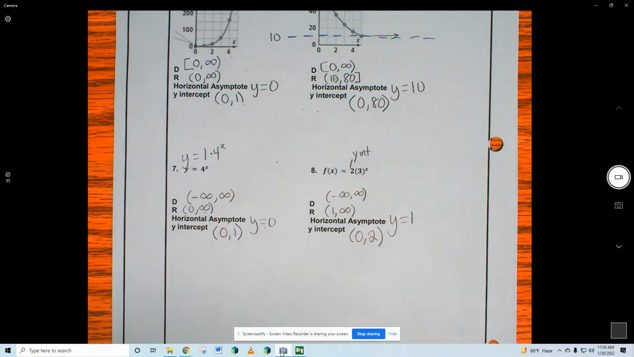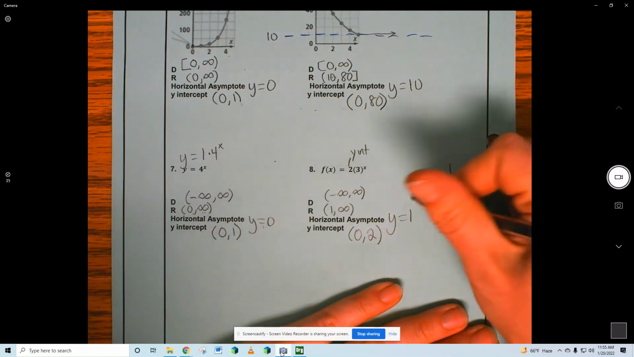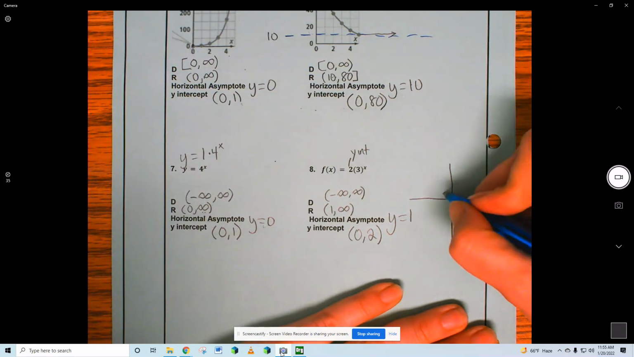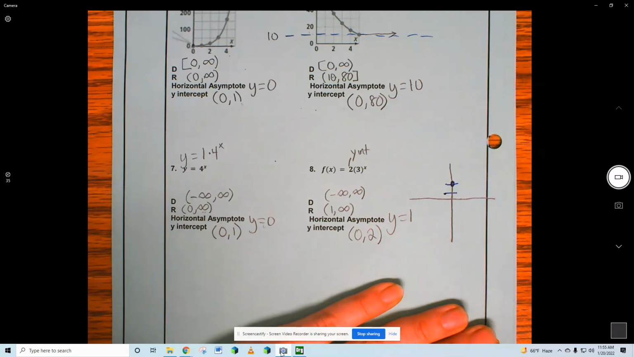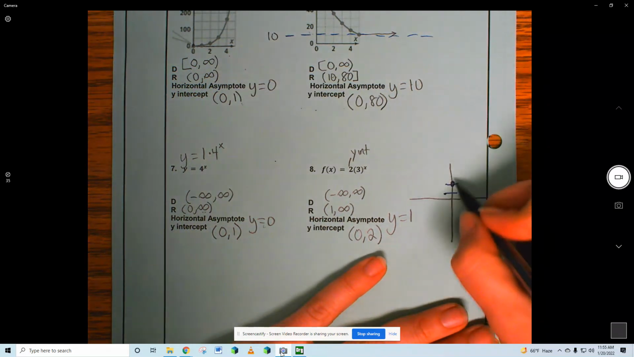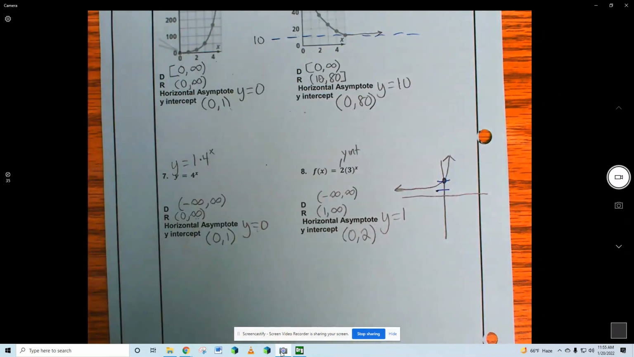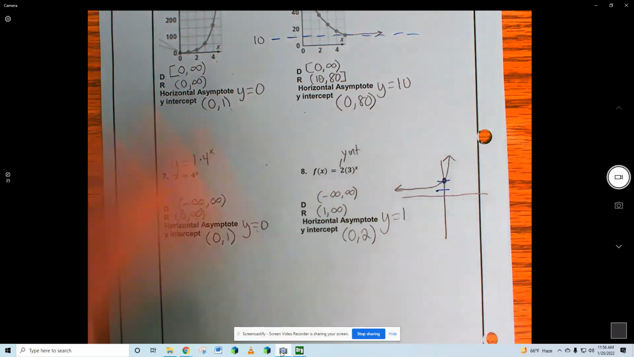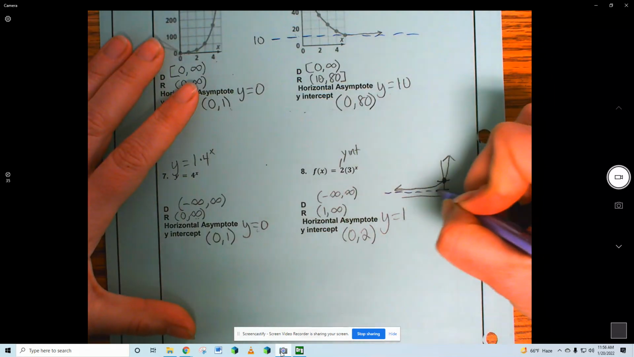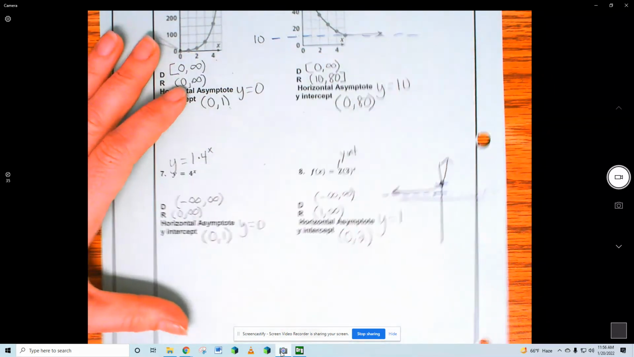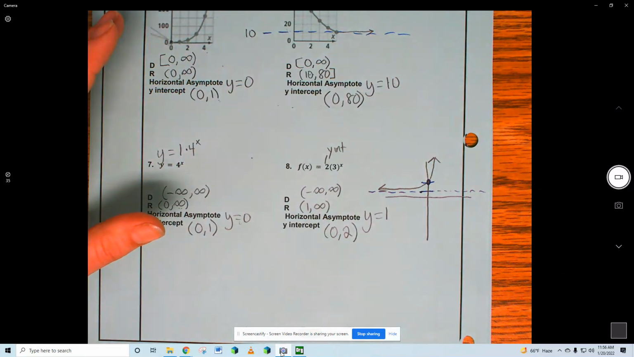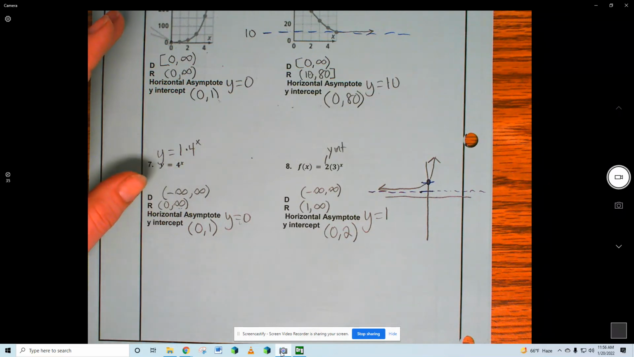So the asymptote is always 1 box under the y-intercept? Correct. Because if this is my y-intercept, 2, then I'm going to have a line that's dangerously close but never touches. And that's going to be my asymptote right here. So when the range starts, the first number in the range is the asymptote? Yes.